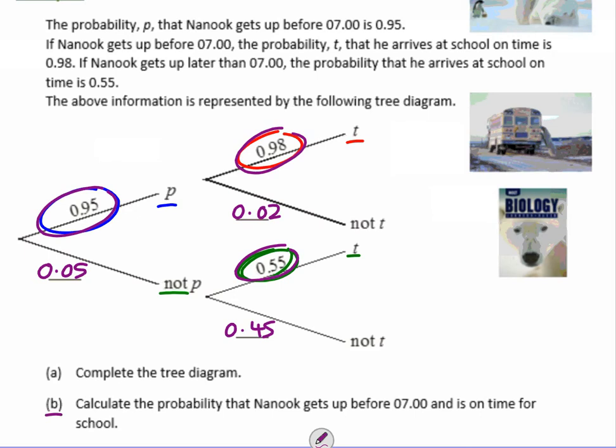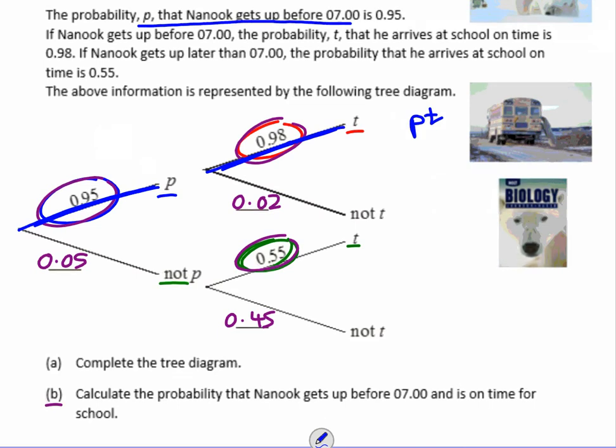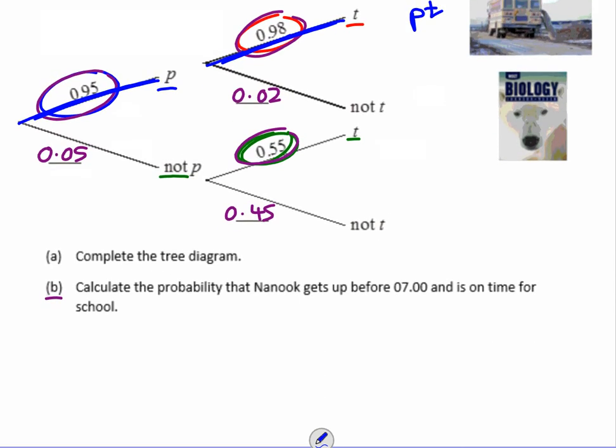B, calculate the probability that Nanook gets up before 7 and is on time for school. So before 7 means P, so this branch here, and is on time for school means this branch here. So we want to know PT, the probability he gets up before 7 and is on time, because P is the probability he gets up before 7. I'm going to do that in the space down here though. So we're going to multiply these probabilities.